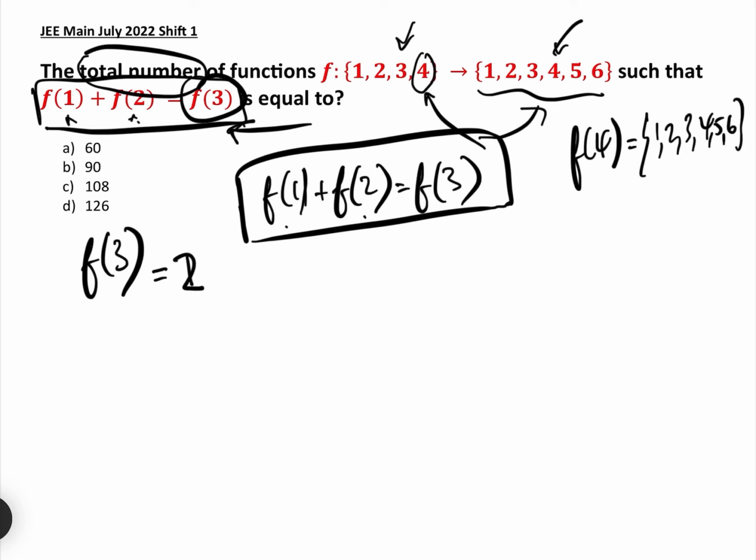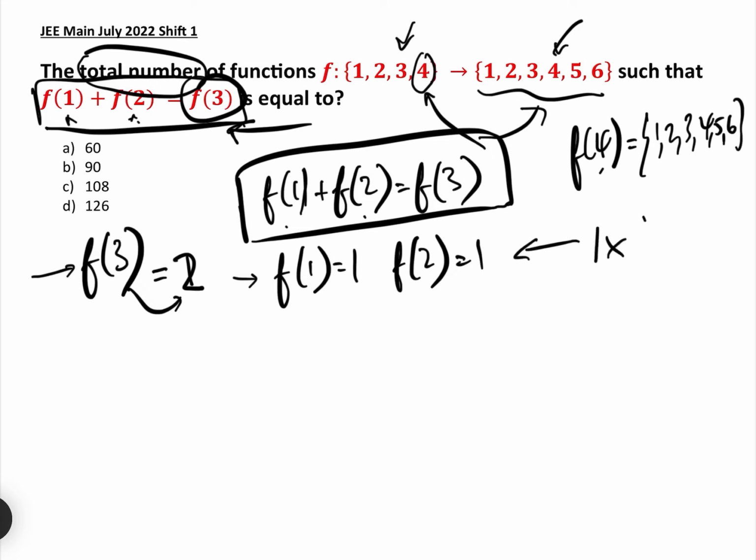So let's have a look at what happens if f3 equals 2. Well, if f3 is 2, clearly that means f1 must be 1 and f2 must be 1. So there is only one possibility. If 3 maps to 2, there can only be one possibility, which is 1 must map to 1, 2 must map to 1, and of course remember 4 can map to anything, so if f3 is 2, that means we have 1 times 6 possible functions.